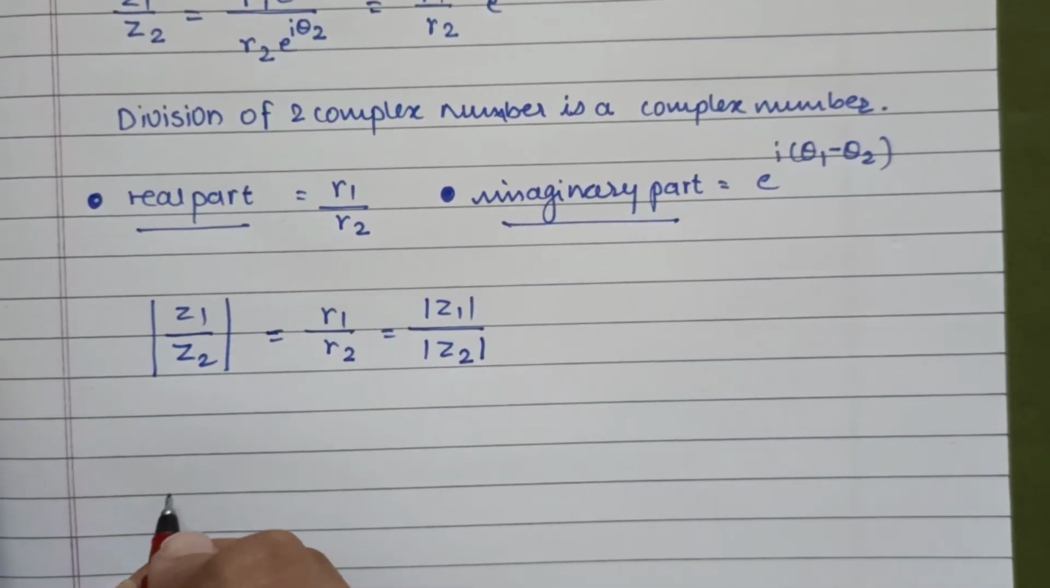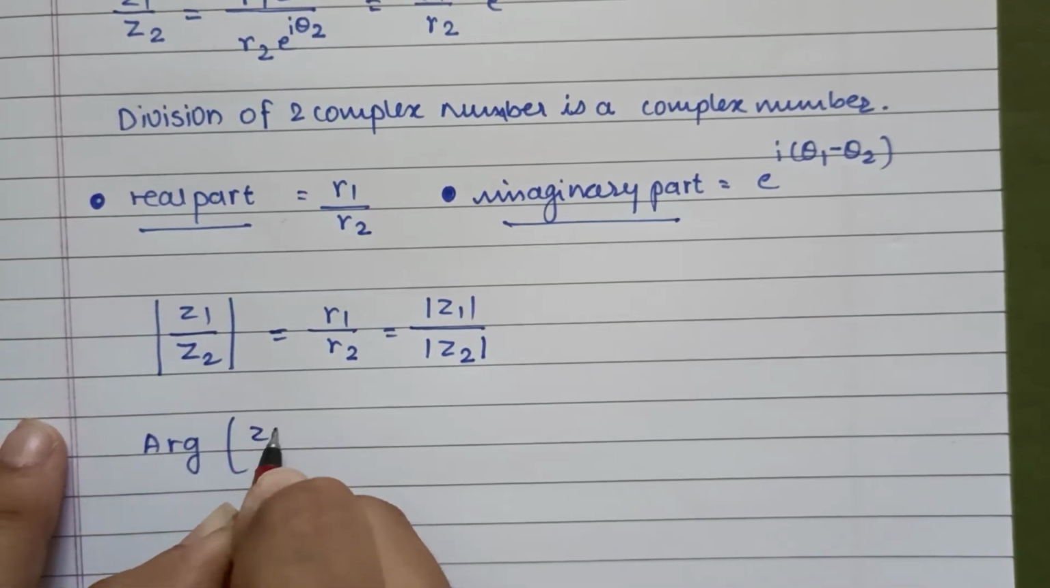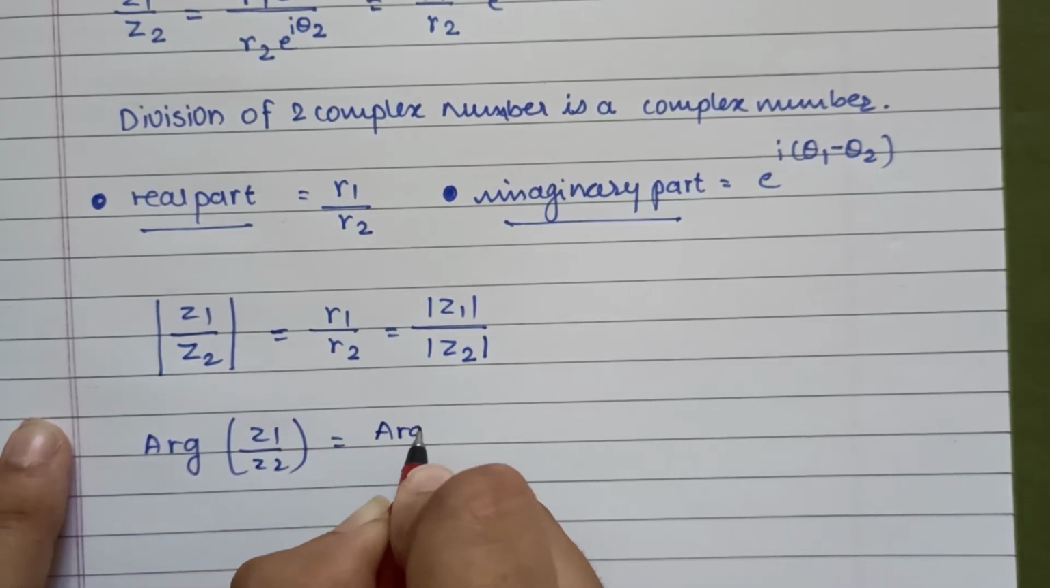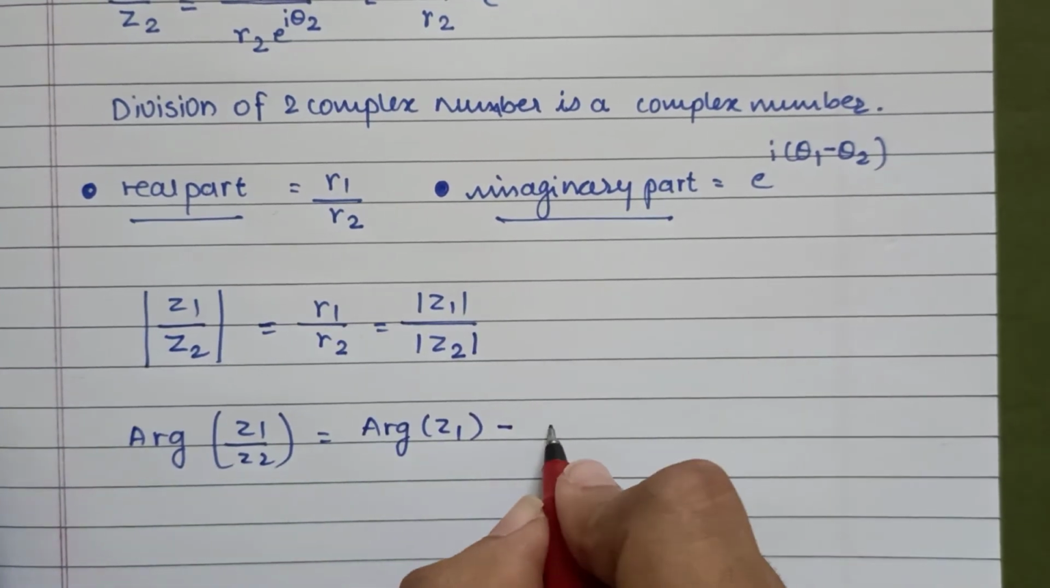Argument of Z1 upon Z2 is equal to argument of Z1 minus argument of Z2.